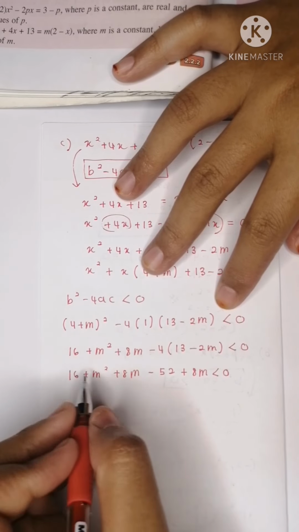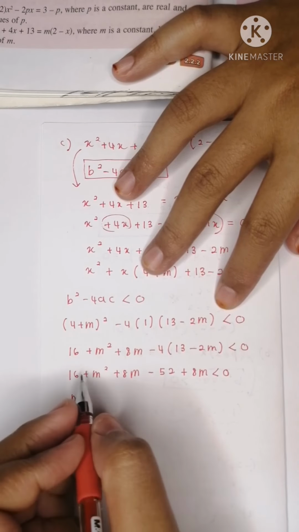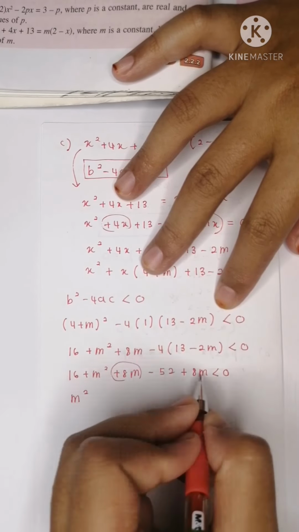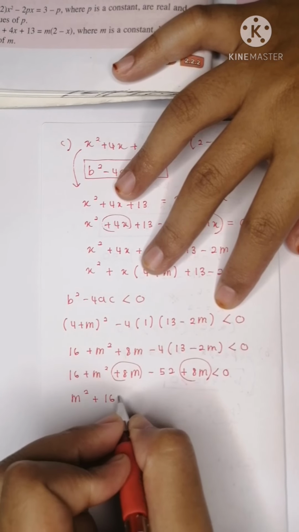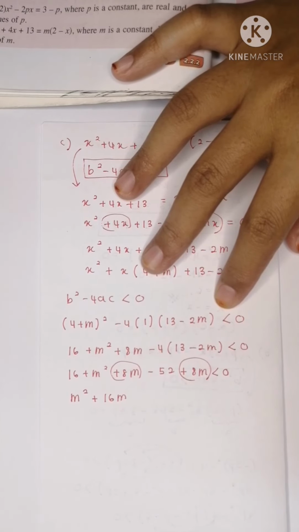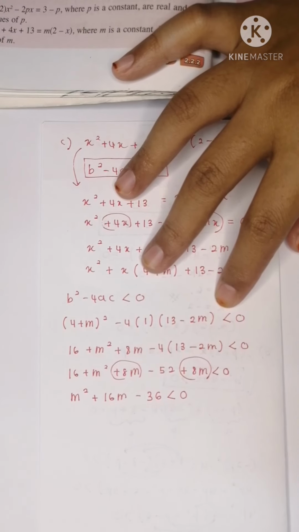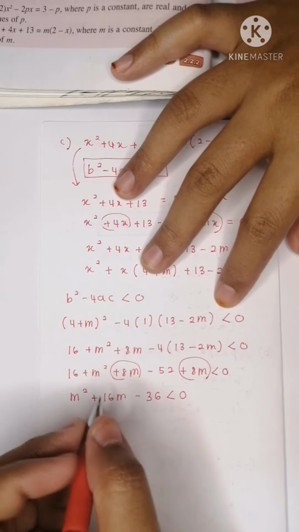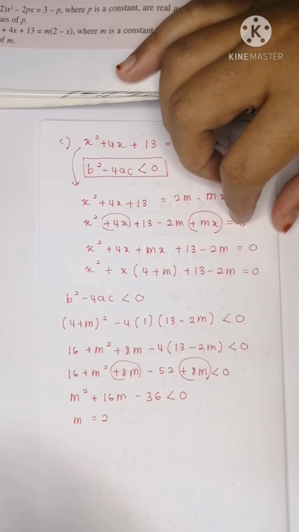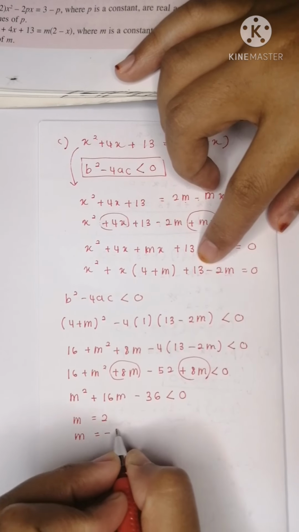Now we arrange the equation: m squared, and then where is the value of m? This one, right? 8m plus 8m, so 16m, and then negative 52 plus 16, so the answer is negative 36, less than 0. Now key in your calculator. A is 1, b is 16, c is negative 36, so the answer will be m is equal to 2, and another m is equal to negative 18.